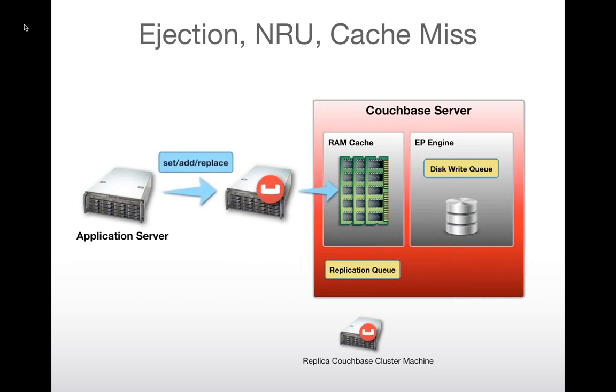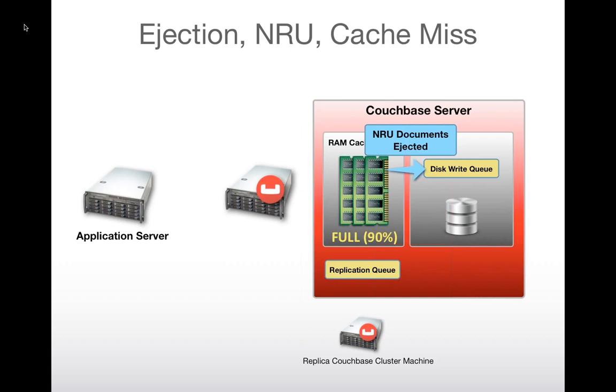Now, if your RAM cache is full and you have a high velocity of writes going in, what happens is that we eject some values from RAM. First, we actually eject replica values, and then we eject active values from RAM to free up RAM cache.